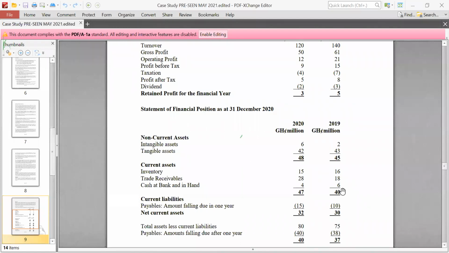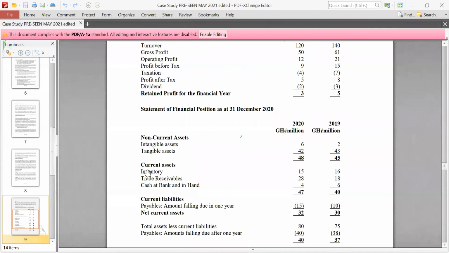In 2020, it moved up to 60%. So trade receivables is a huge chunk of your current assets. So what does it tell you to do? It means that we must find a way of collecting our money. We do not know the credit policy that SBL has with some of these institutions, but we must find a way of collecting our money.